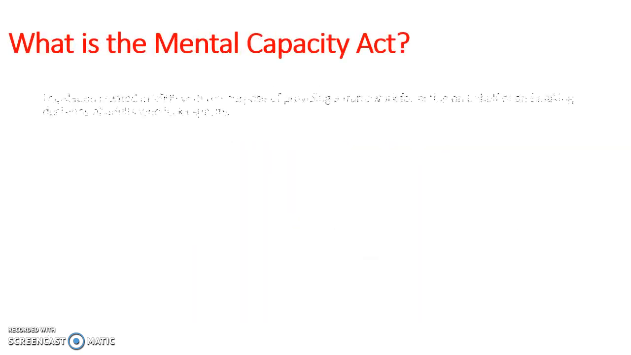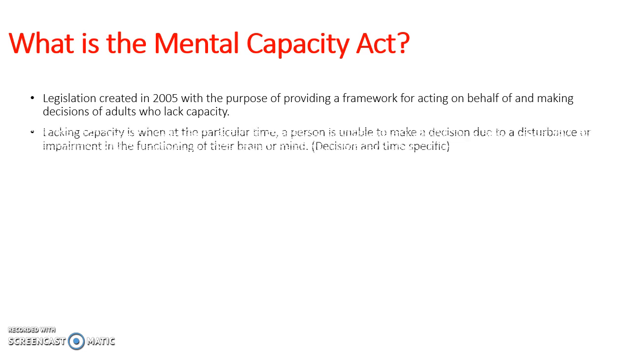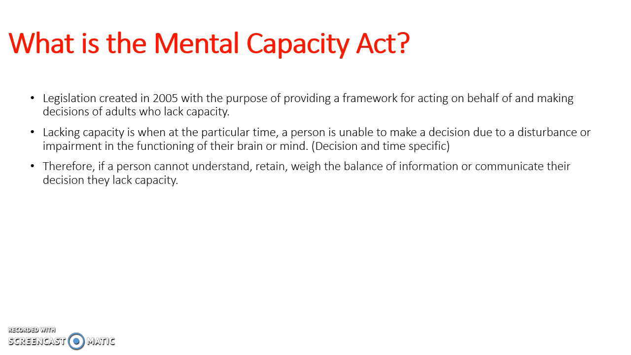So, what is the Mental Capacity Act? This Act was created in 2005 with the purpose of providing a framework for acting on behalf of and making decisions of adults who lack capacity for any particular reason. Lacking capacity itself is when at any particular time a person cannot make a decision for themselves due to an impairment or disturbance in the function of their brain or mind. This type of impairment is both decision and time specific and cannot be applied all the time. Therefore, if a person cannot understand, retain, weigh the balance of information or communicate their decision, they lack capacity to make their own decisions.